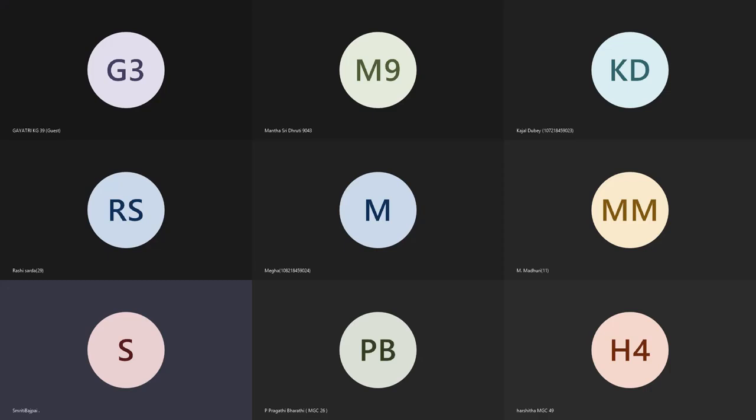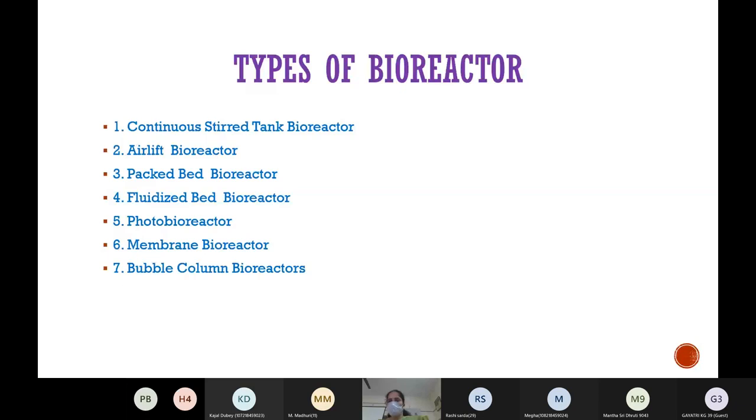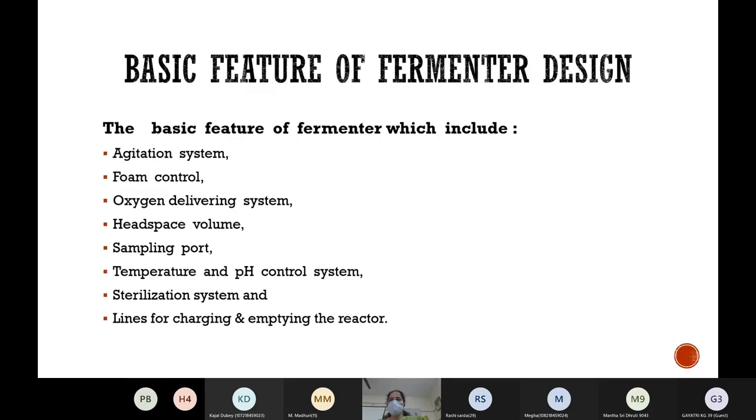What are the different types of bioreactors? After this, before constructing any fermenter, what are the different points we need to consider? A proper agitation system, meaning continuous stirring, should be there, and foam control should be there. Because of the continuous stirring, what will happen? Foam formation will occur. If the foam is not reduced, it will hamper the whole procedure. So foam control should be there.